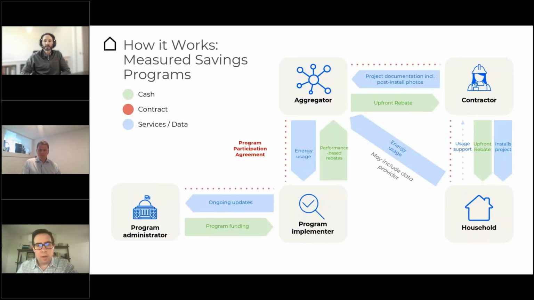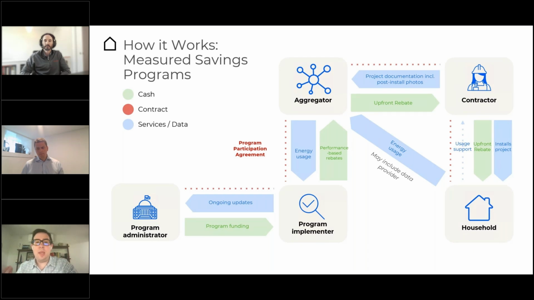And then under generic program participation agreements, you can think of this as a pretty standard type of trade ally agreement that a program would have today with contractors or others. The aggregator then provides all of the project information and energy usage information both prior to the install and after the install to the implementer, someone like CLEAResult, obviously. The implementer does what implementers do today, right? Which is review the projects, perform QA, QC, and provide rebate payments, among other things.